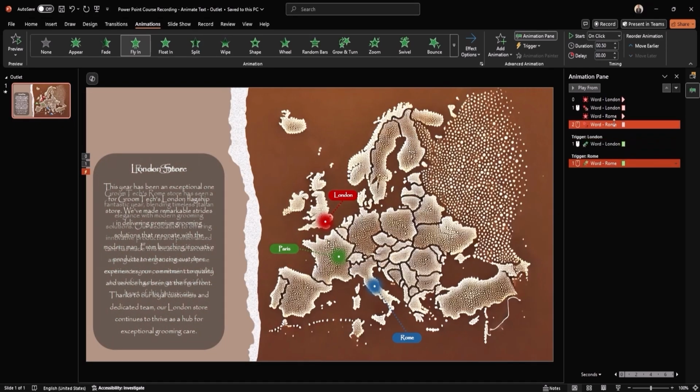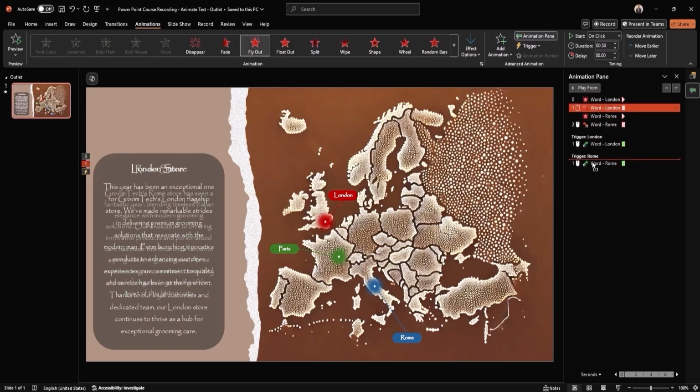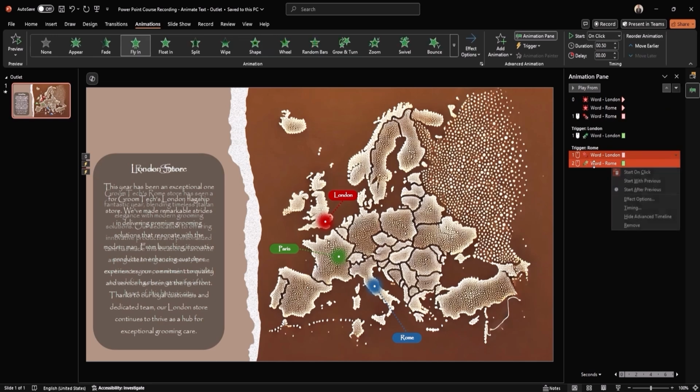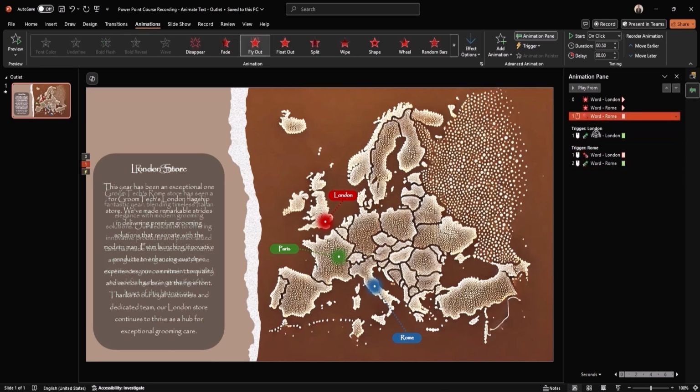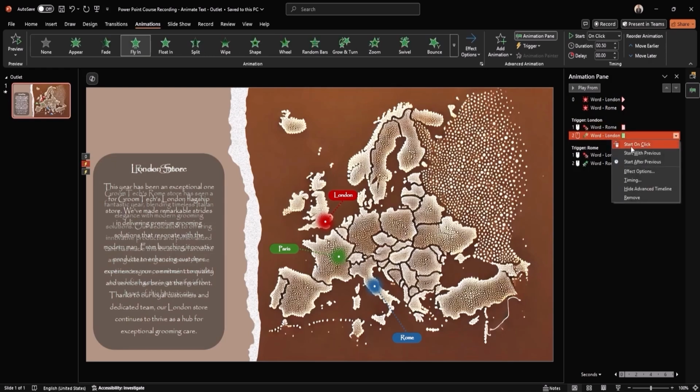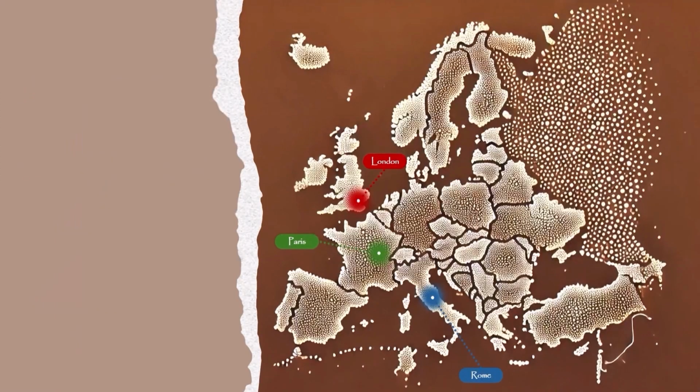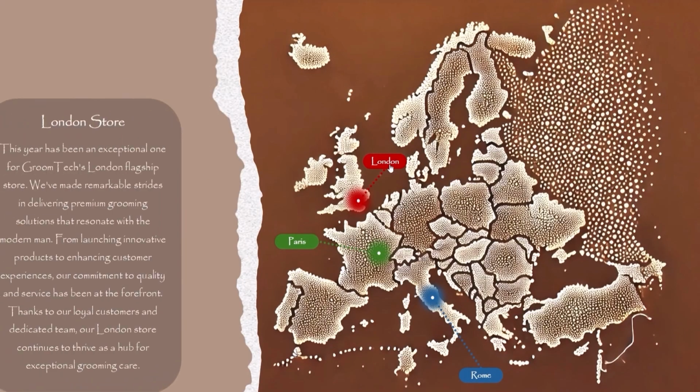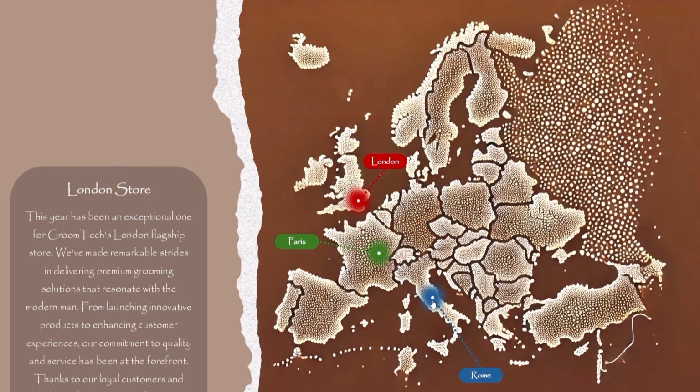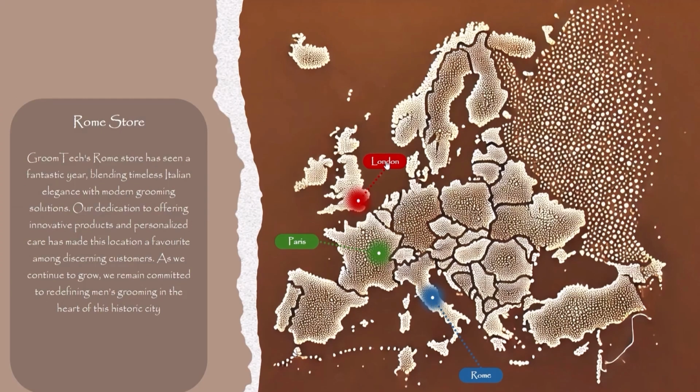Now, we can add the Fly Out effect since we have a trigger for it. Drag the Fly Out effect for London and place it above in the trigger group for Rome. Do the same for the Fly Out effect in Rome and place it first in the trigger group for London. Then, set both Fly Out animations to Start with Previous. This ensures that if either element is currently visible, it will fly out first before the other elements appear.